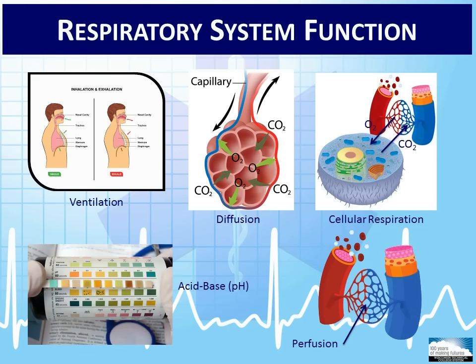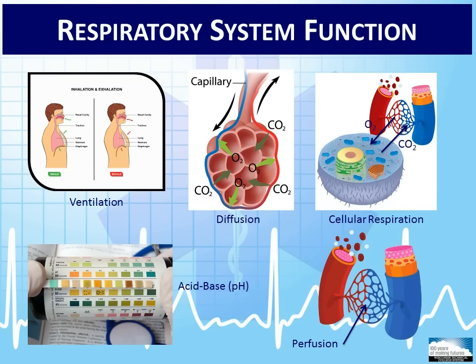Our cells are constantly producing hydrogen ions, which become acids within the body. Too much or too little acid within the body is a bad thing. So the body regulates its acid-base balance through several mechanisms, one of which is through the respiratory system. Carbon dioxide is a byproduct of cellular metabolism, and we expel carbon dioxide from our body by exhaling.